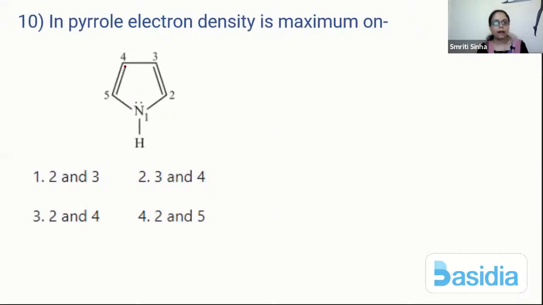Next, in pyrrole, electron density is maximum on which position? This is not at all like the benzene ring, so here resonance is somewhat different. You need to draw the resonating structures and find the position of maximum electron density. First this electron moves here, and then this bond will move here, and you get a negative charge at position 3.